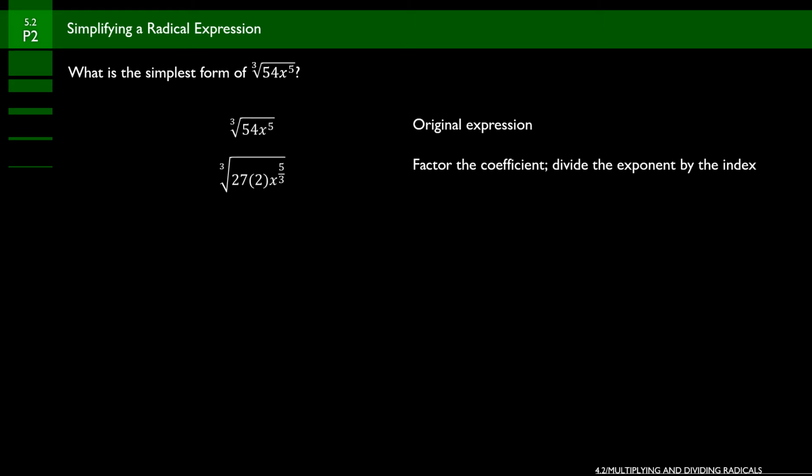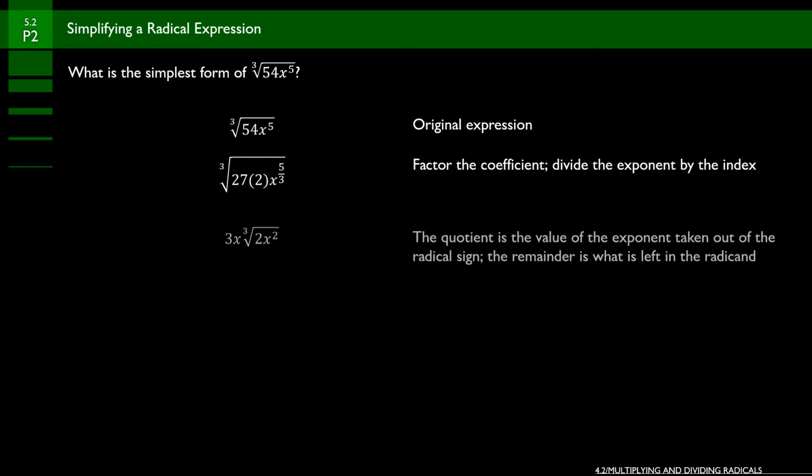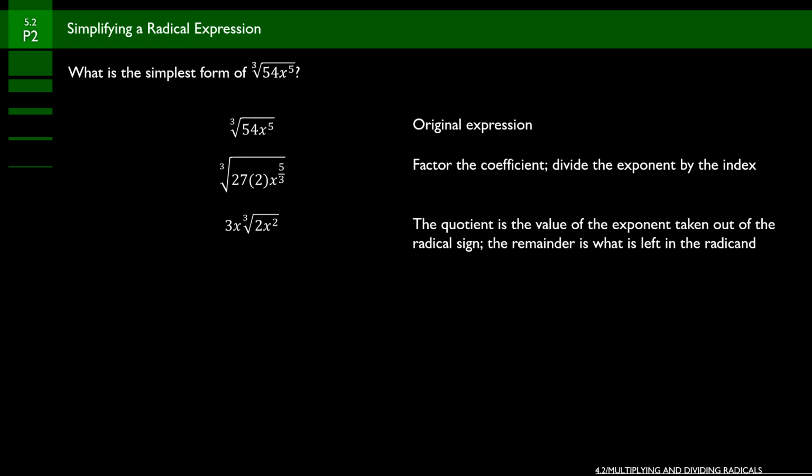The quotient is going to come outside of the radical, and the remainder is going to stay inside of the radical. So we can see that we've got the cube root of 27 times 2, x to the 5/3. That x to the 5/3 isn't really there, but I'm just putting it there to show you what exactly the line of thinking is. So the cube root of 27 is 3. That's going to come to the outside of the radical.